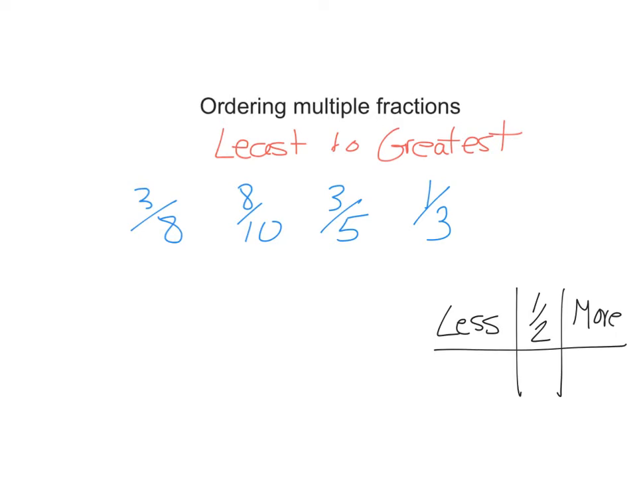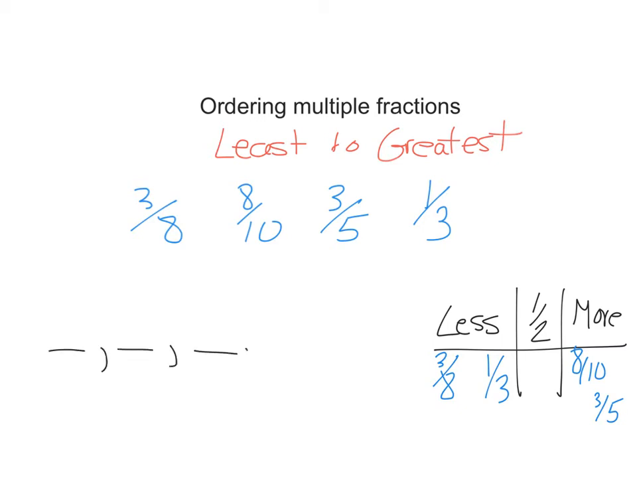I am now going to organize these fractions into the chart, so if you haven't done so, pause the video. 3/8 is less than half because 4/8 would be equal to half. 8/10 is more because 5/10 would be half. 3/5 is more than half because 3 sections would be shaded in while 2 are not. And 1/3 is less than half.